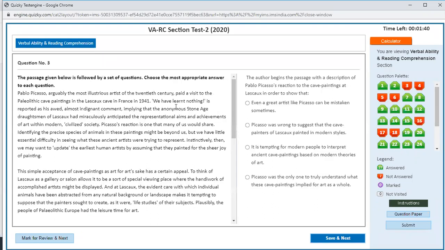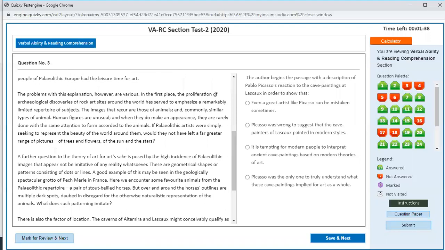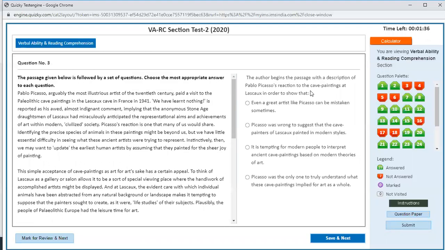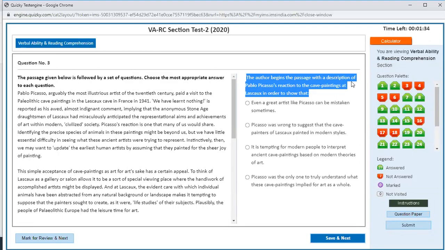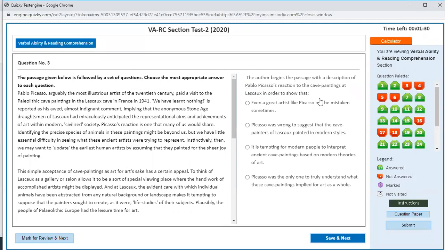2 minutes, there's no point in reading this. Let's see if we can answer just by looking at the question. The author begins the passage with a description of Pablo Picasso's reaction to the cave paintings. Okay, something is said in the beginning. I'll try to attempt this question. I was the most illustrious who paid a visit to the cave paintings in France. Okay, we have learned nothing. It is reported as his odd, almost indignant comment.